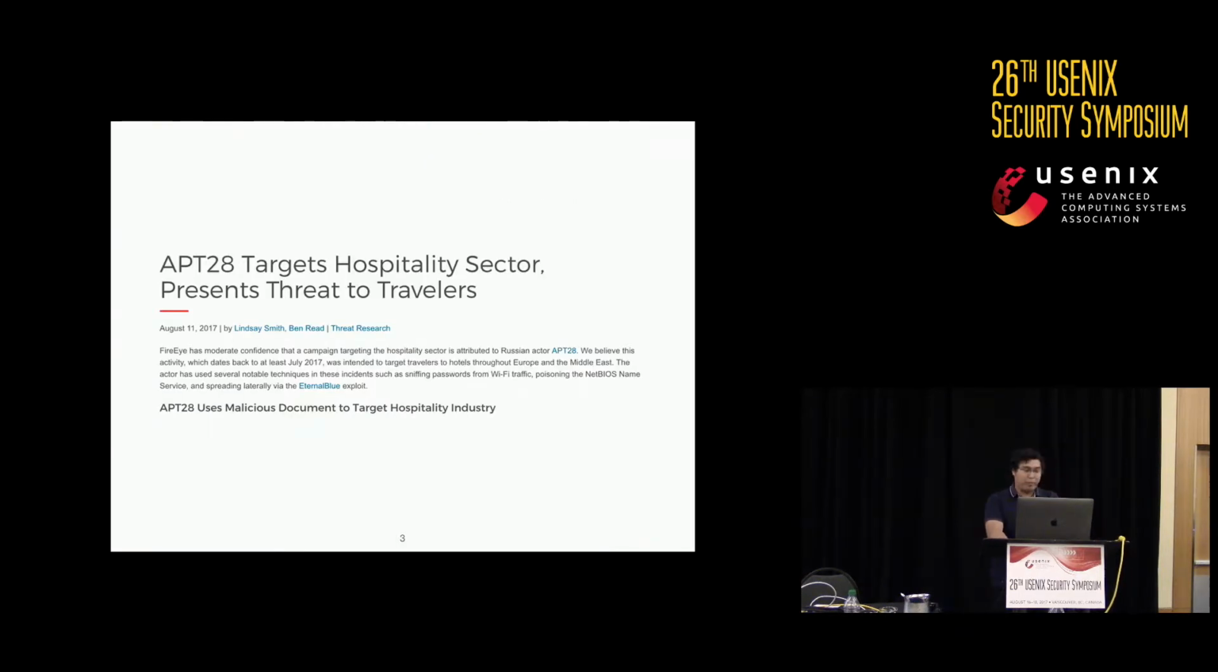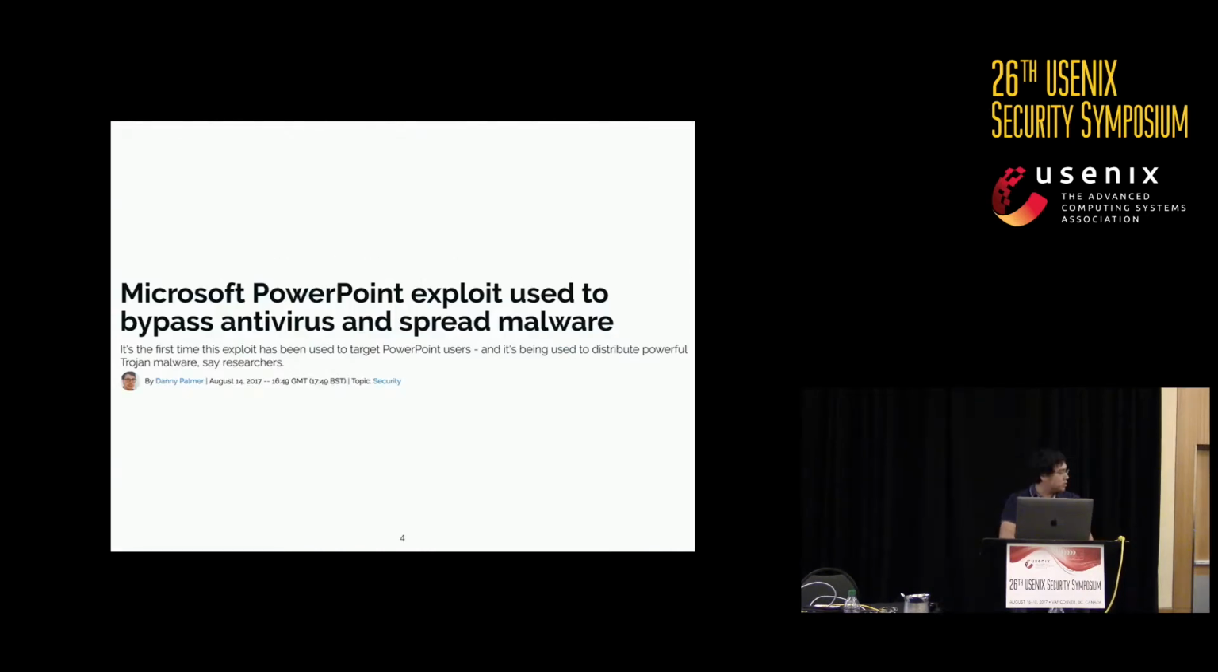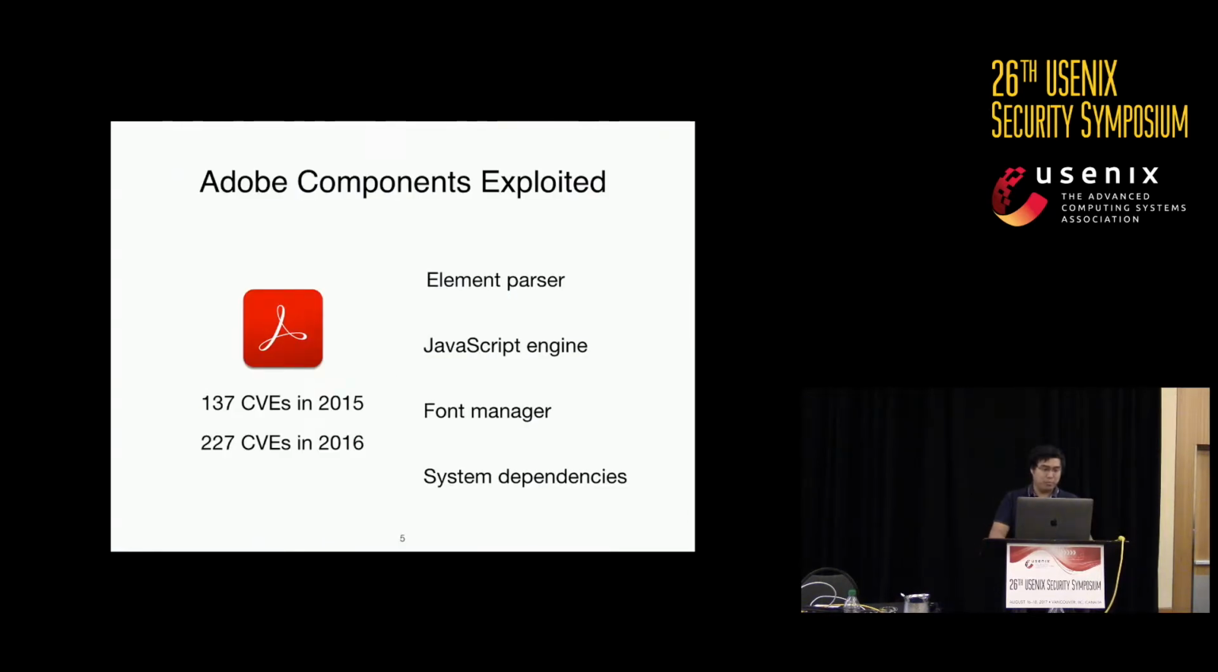For example, in the very recent APT28 attack on the hospitality sector, the malware is spread by malicious documents. Also, Microsoft PowerPoint has now become a target, and it can be used to bypass antivirus software and spread malware. And for the main PDF reader, Adobe Reader, over 100 CVEs were reported in 2015 and more than 200 last year.